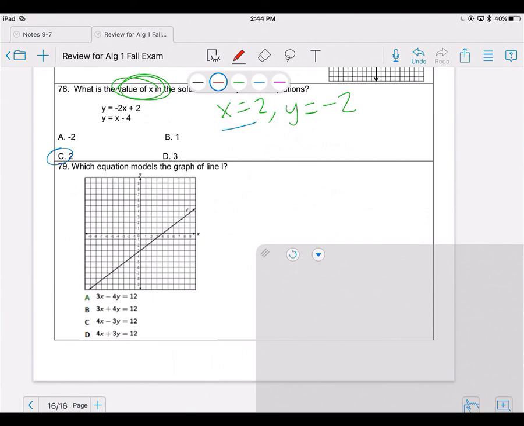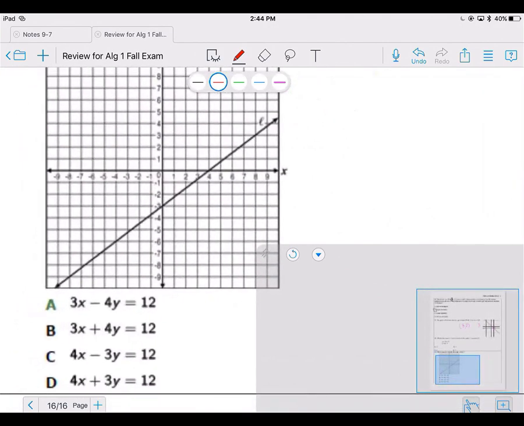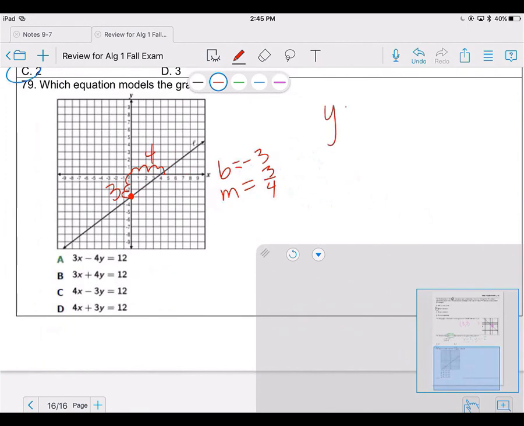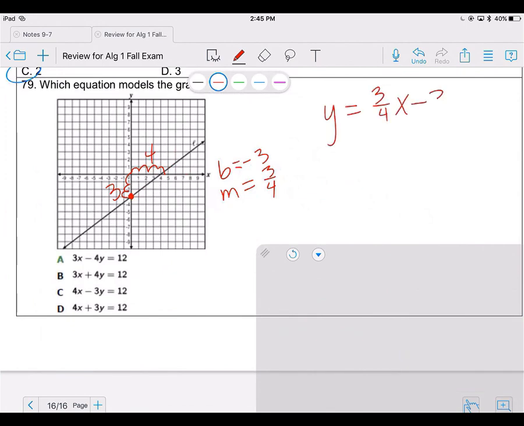79 asks us which equation models the graph of line L, and we have 4 different equations in standard form. So I'm going to work backwards to get to standard form. You could also solve all of these for y. So I start at negative 3. My slope goes up 3 to the right 4. So I originally had y equals 3/4 x minus 3. I'm going to move 3/4 x to the other side.